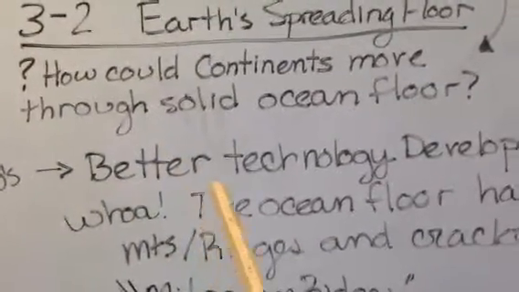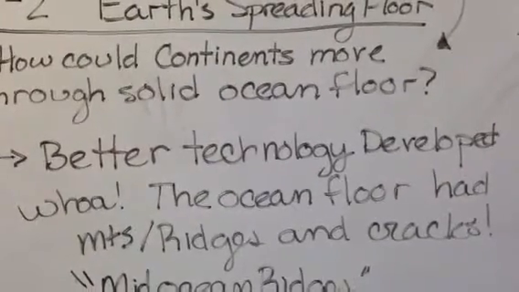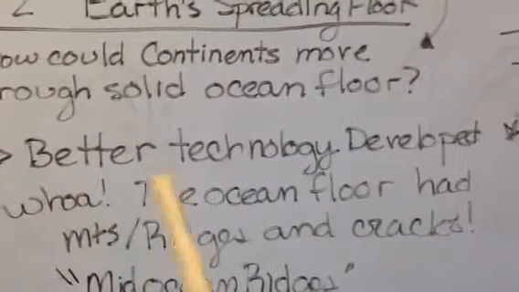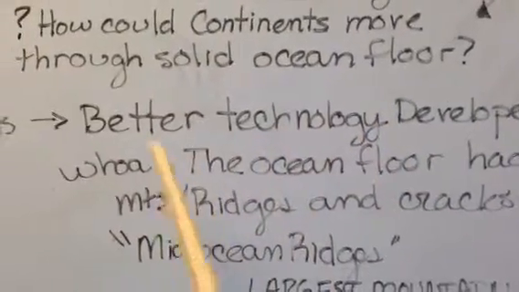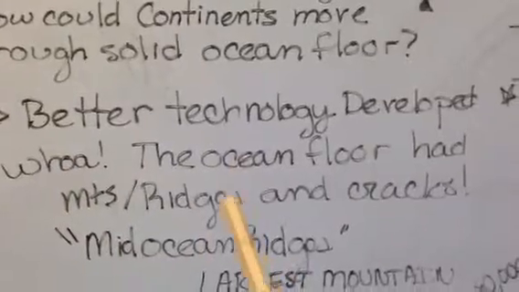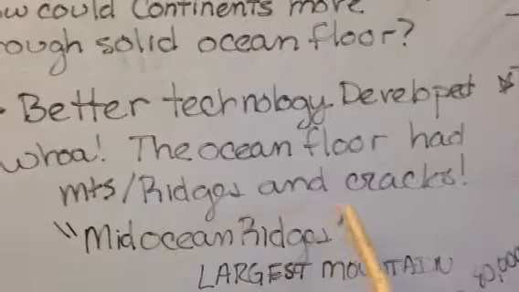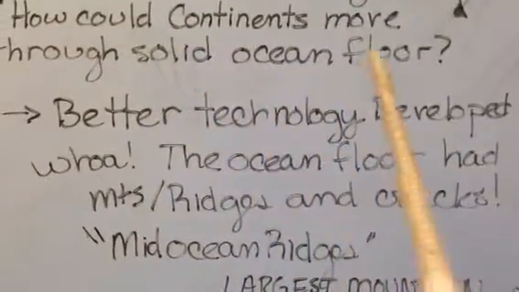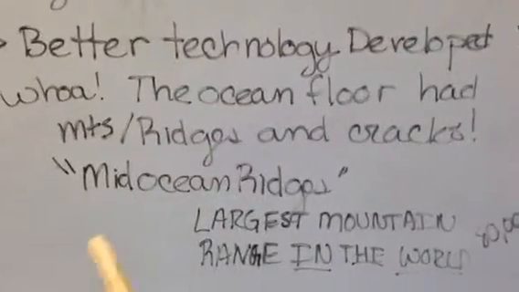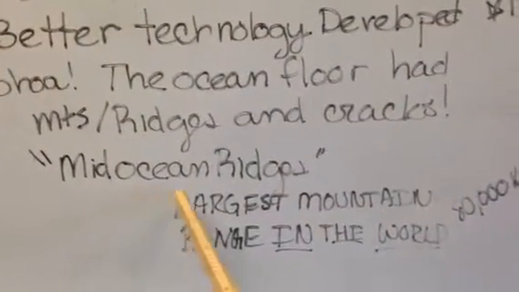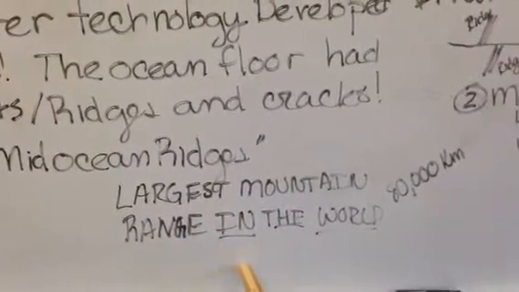They developed some better technology. So they had better cameras, they had sonar, they had ways that they could actually look at the bottom of the ocean. And once that was developed, it was like a whoa moment. The ocean floor, they noticed, had mountains or ridges and cracks. So it was not a solid floor like they had thought, but it actually had lots and lots of mountains.